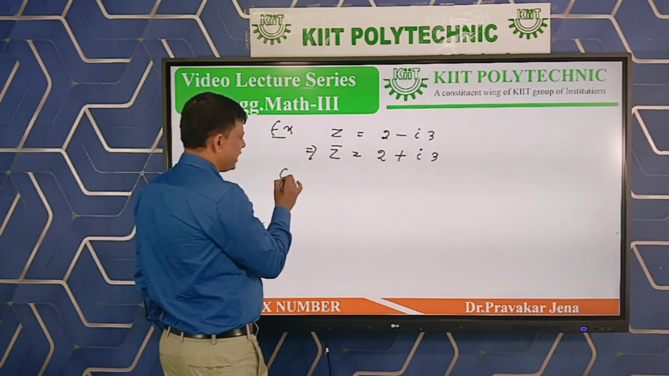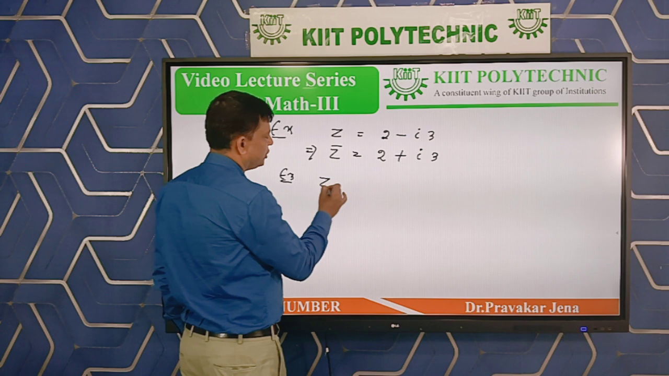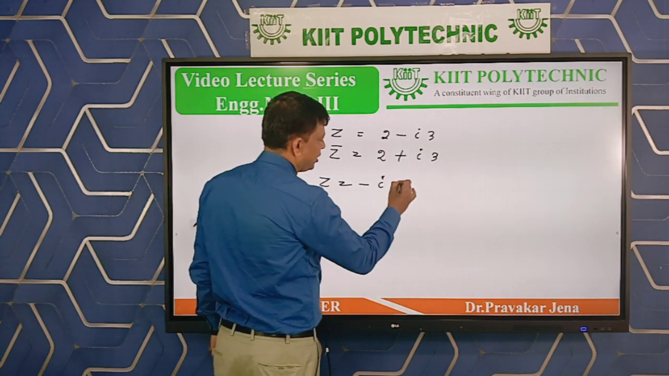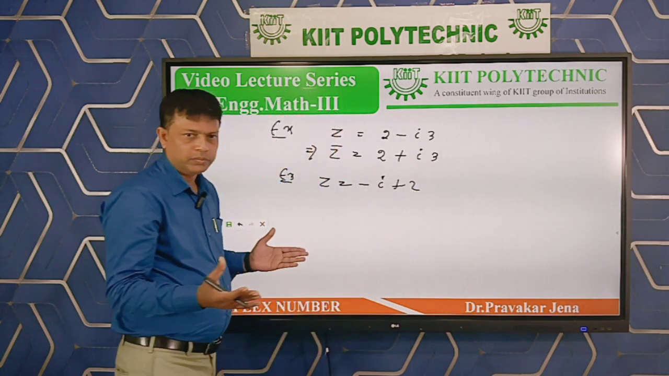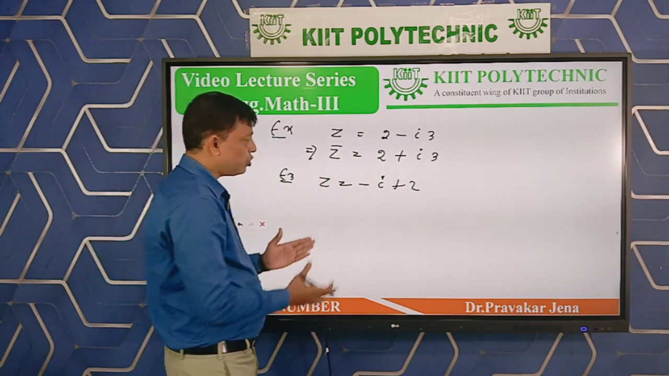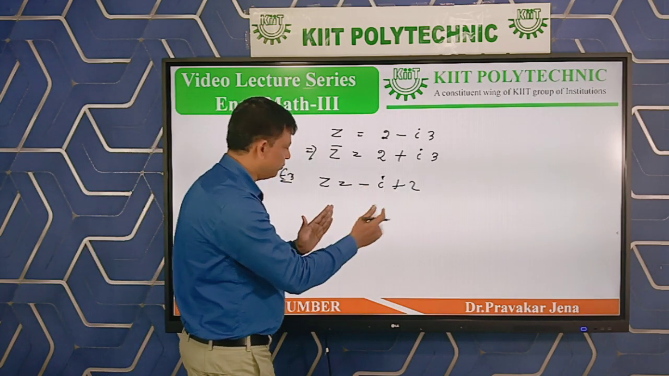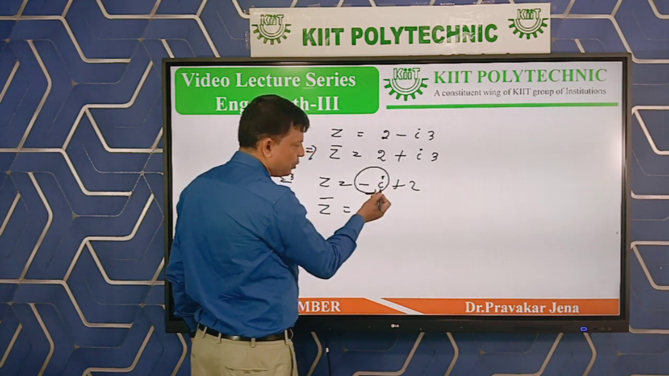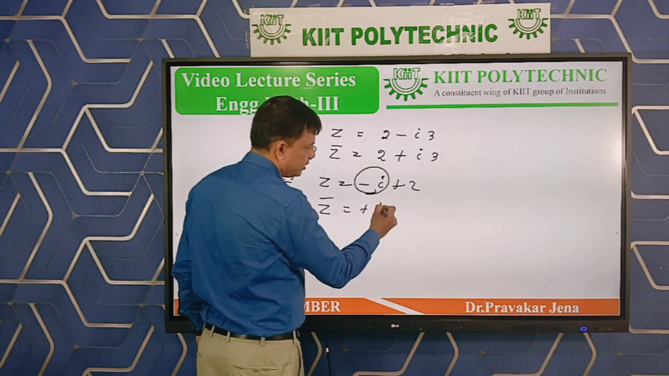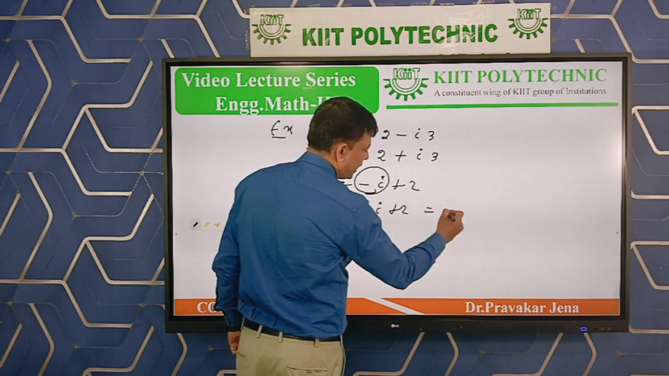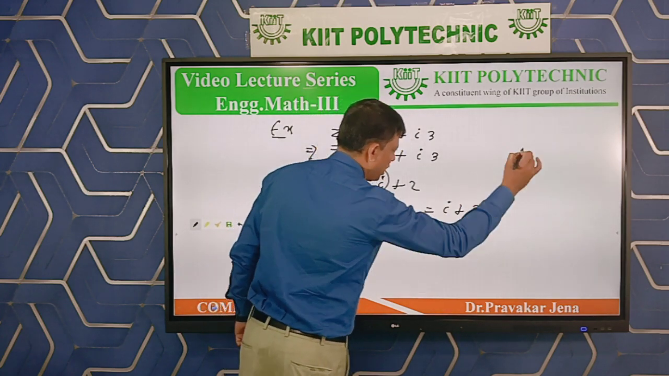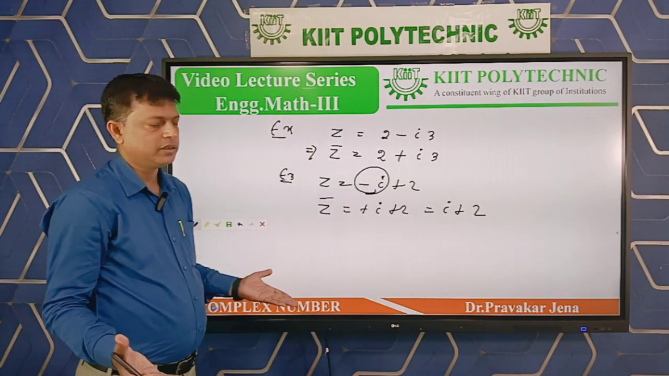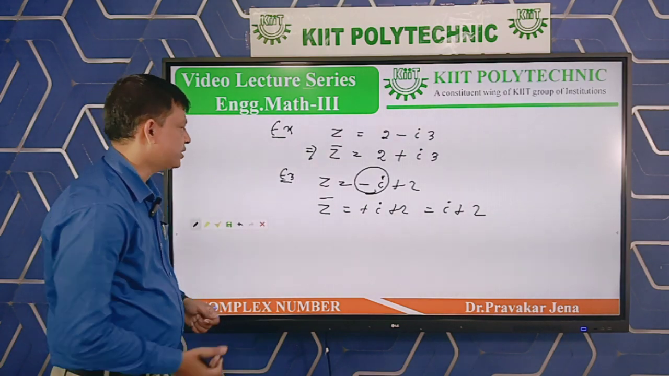Suppose another question is present like this: z equals minus i plus 2. Don't make it in the complex number form. So what is z bar? You just change the sign before i, that is plus i plus 2, or we can write this as i plus 2. This is the answer. That is the conjugate of a complex number.